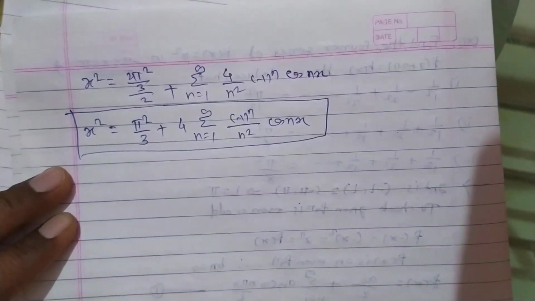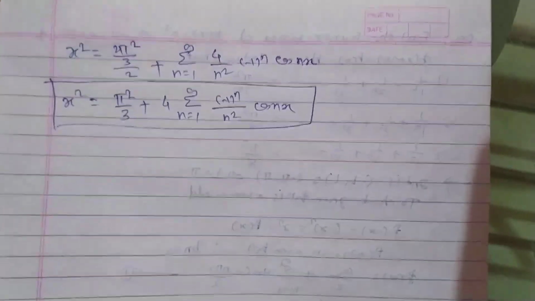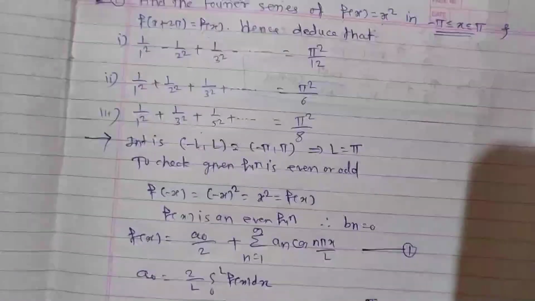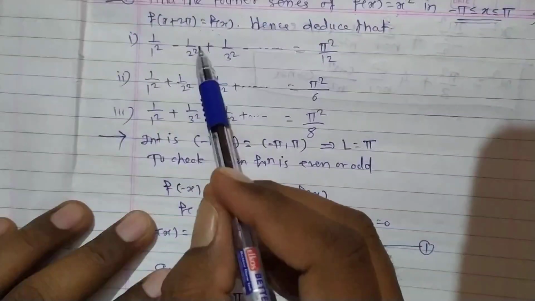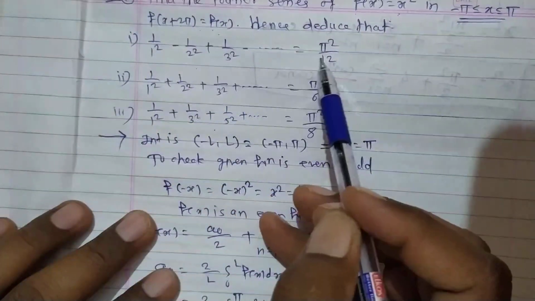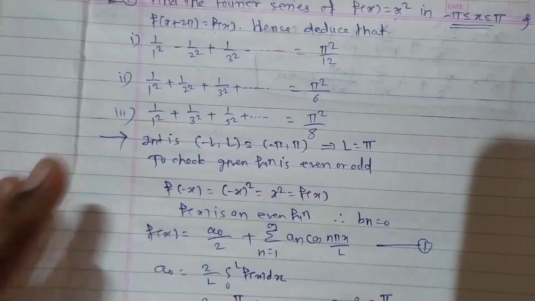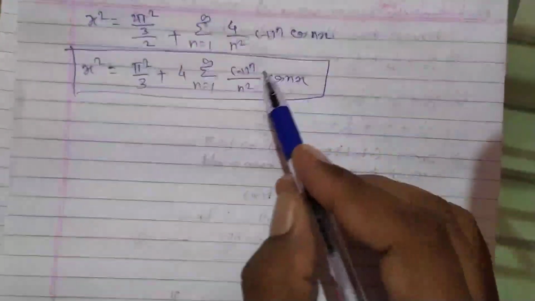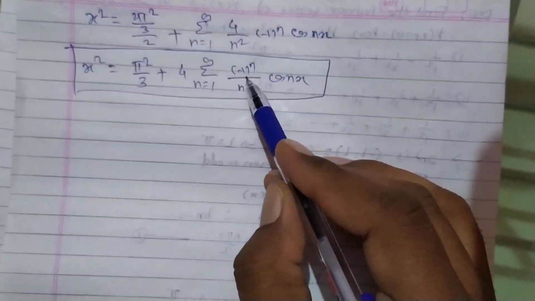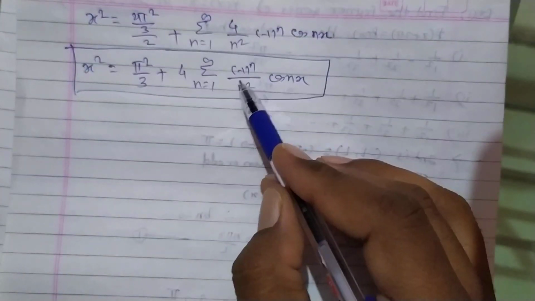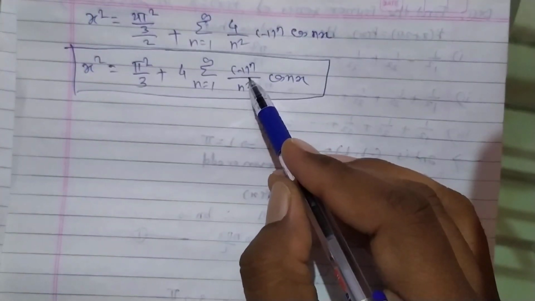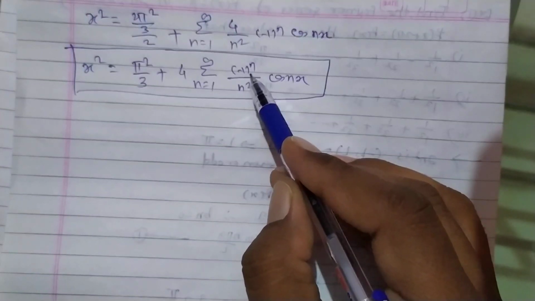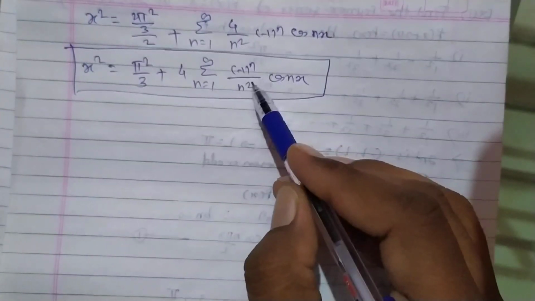Now we have to deduce the additional conditions. The first condition is we want 1 upon 1 square minus 1 upon 2 square plus 1 by 3 square and so on is equal to pi square by 12. This means we want alternate signs. So this is the hint. When we get alternate signs, we know that minus 1 raised to n is minus 1 for n equal to 1, that is negative, and for n even, that is positive. Means alternate signs are there.